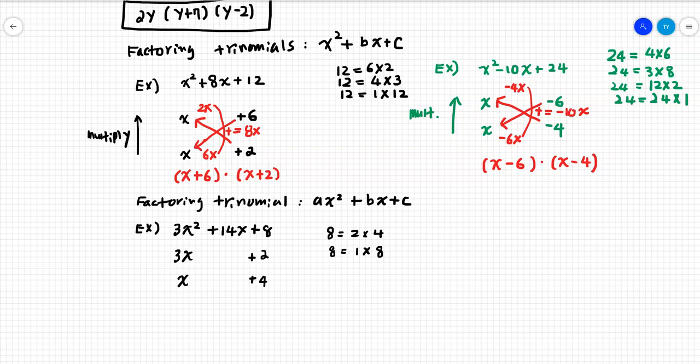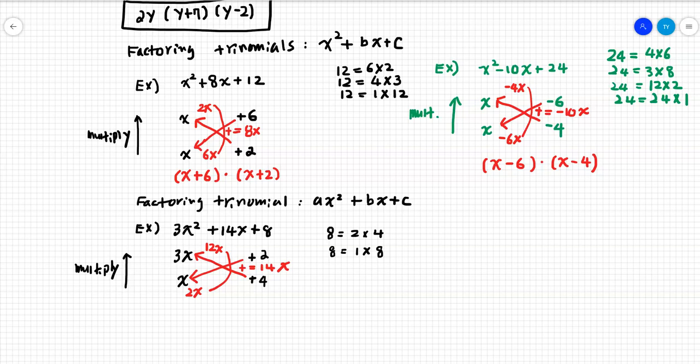If I vertically multiply, I have 3x times x, I get 3x squared. 2 times 4, I get 8. Now, if I cross multiply and add, see what we get. Here, if I multiply this way, I get 2x. And if I cross multiply this way, we have 12x. If I add both of them, we get 14x. So that's what we have in the middle here, right? So this is a good combination.